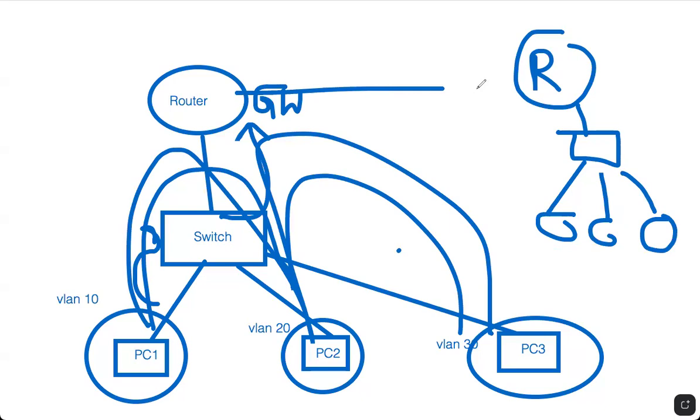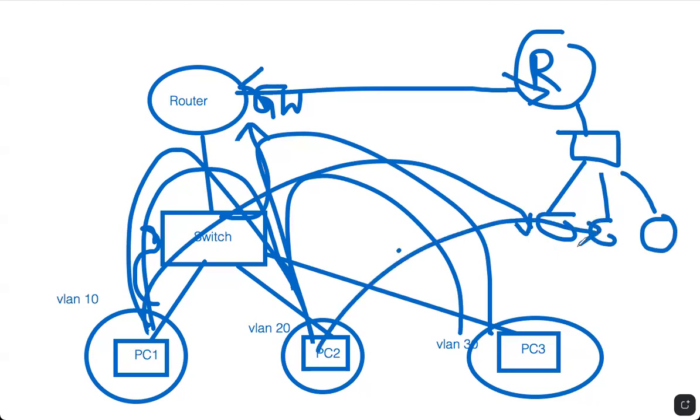So this router and this router should be communicating with each other, right? So that this PC will be talking to this PC will be talking to this PC. There has to be a way this router should be able to communicate with this router, right? So for that reason, we need a routing protocol. So to make two routers communicate between them, we should have a routing protocol.